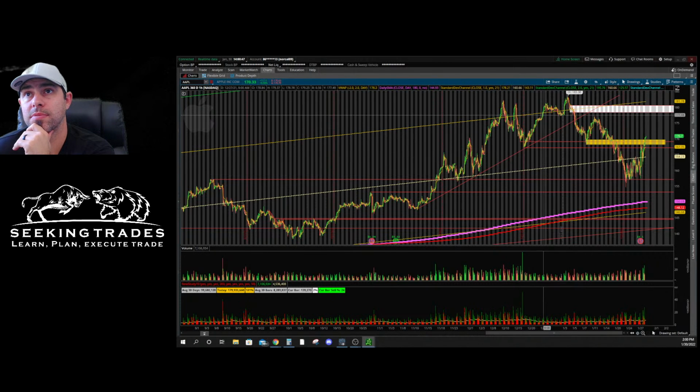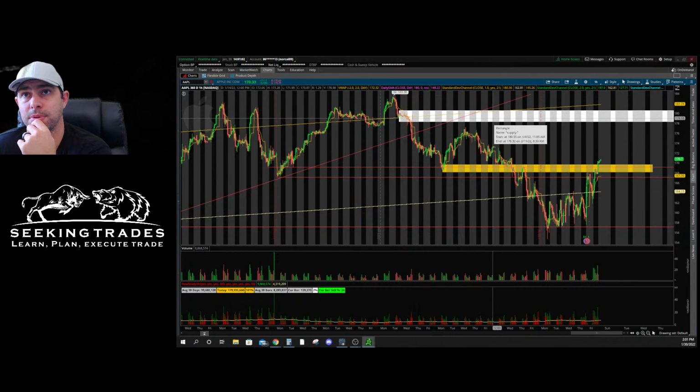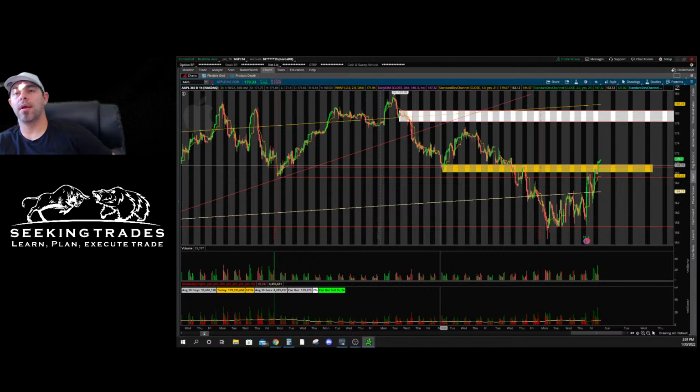This is my little chart here on Apple. I have this area up here marked out as supply, and then this right here was going to be demand, but it failed. And there's been also a lot of things going on in the news and etc. So, just something to keep in mind.